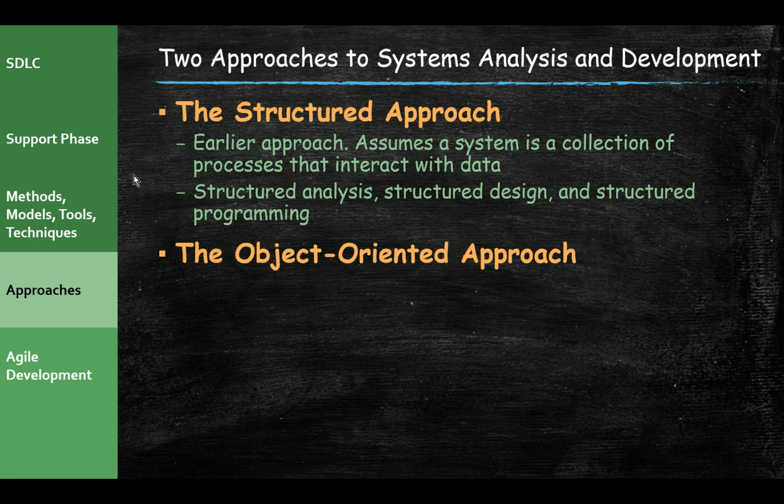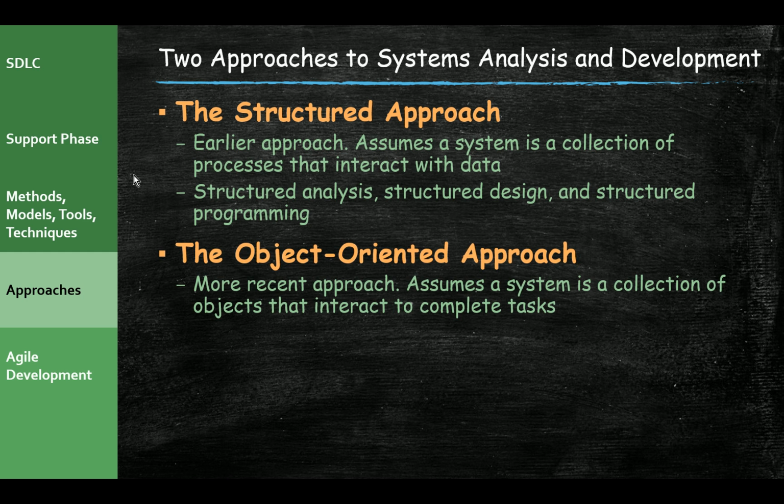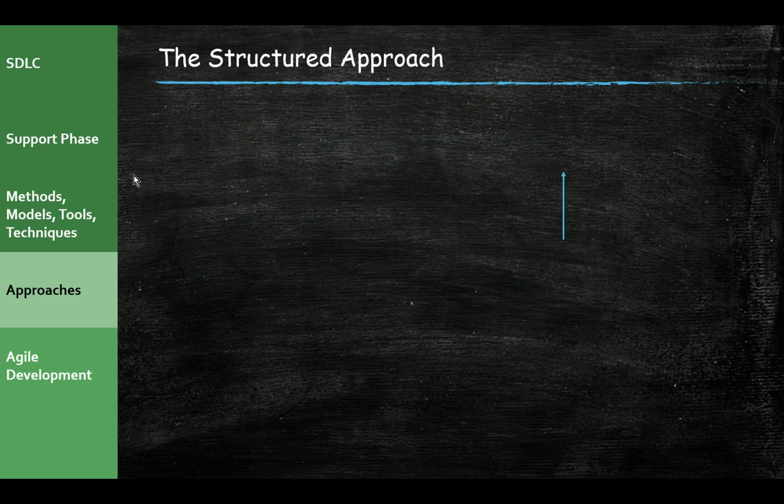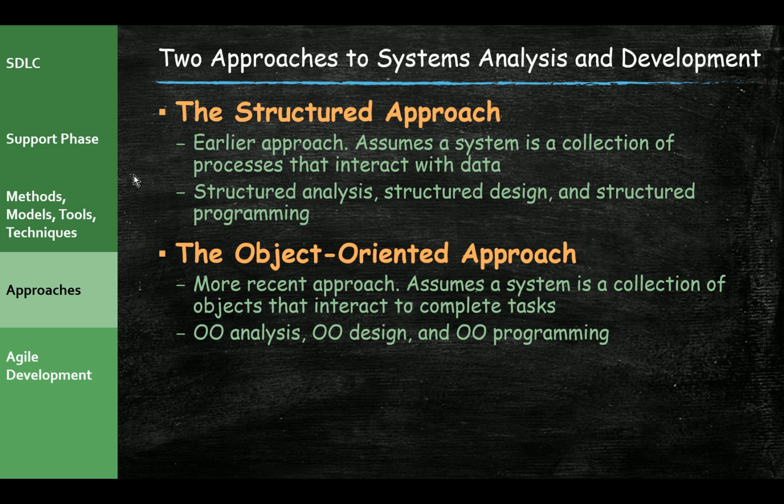And then you've got the object-oriented approach. The object-oriented approach is the more recent approach, assumes a system is a collection of objects that interact and complete tasks. So you've got object-oriented analysis, object-oriented design, object-oriented programming. And again, all those terms you've probably heard before. So again, these are the two major approaches to systems analysis and design, the structured approach and the object-oriented approach.